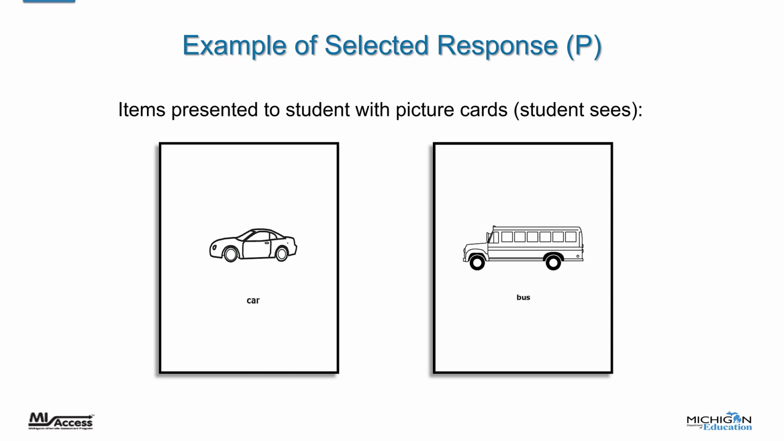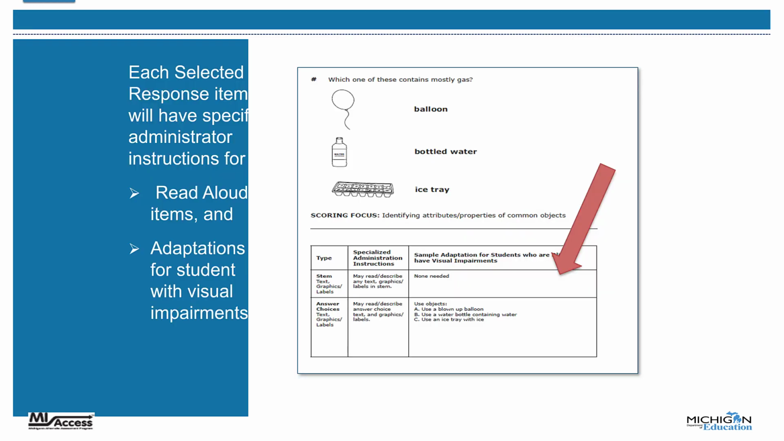Follow the rubric on the scoring documents. The student must select correctly both times the items that are presented to be counted as correct. The supported independence and participation assessments will include instructions with each selected response item. The instructions will provide concise information about each item itself and how to present it to the student.